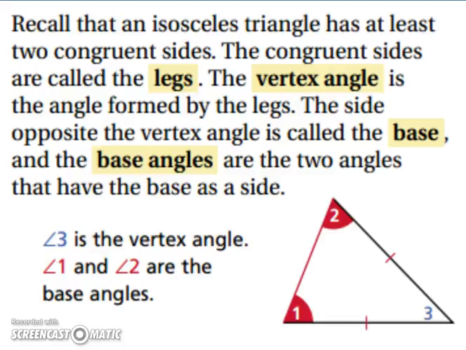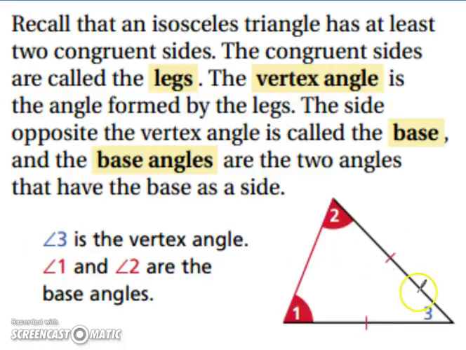The congruent sides are called the legs. The vertex angle is the angle formed by those legs, and the side opposite the vertex angle is called the base, making the base angles the two angles that have that base as a side.